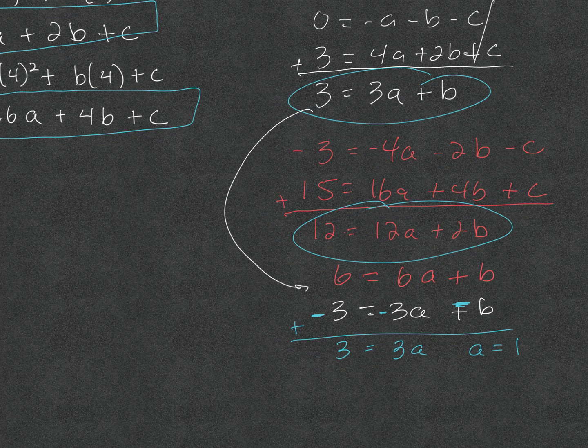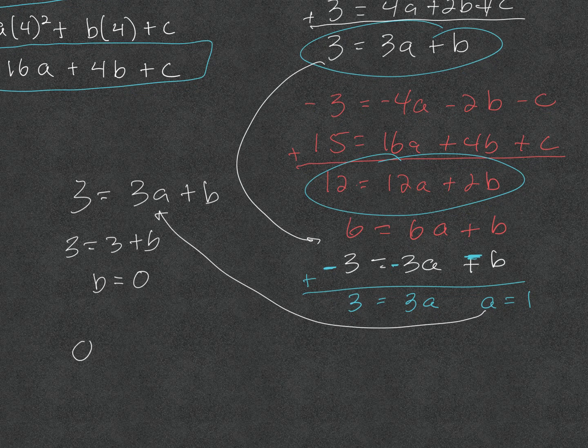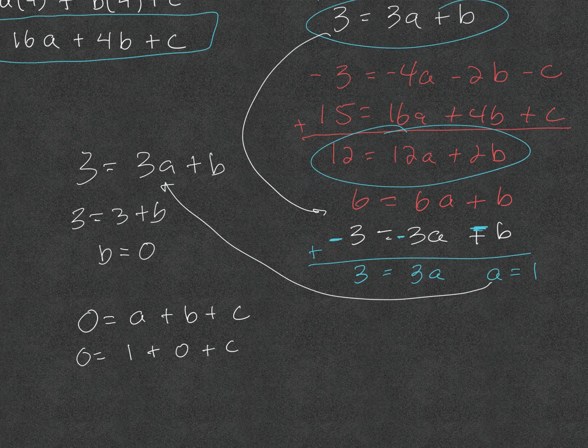Okay, if A is equal to 1, then I can take that equation, 3 is equal to 3A plus B, put that 1 right there. And if that's the case, 3 is equal to 3 plus B, well, B would have to equal 0. Okay, I'm doing pretty good. Now remember, one of the first equations, 0 is equal to A plus B plus C. So let's put in what we know. We know that A is equal to 1, B is equal to 0, and then we have a plus C. So we have 1 plus C is equal to 0, -1 is equal to C. Let's write that out. A is equal to 1, B is equal to 0, C is equal to -1.